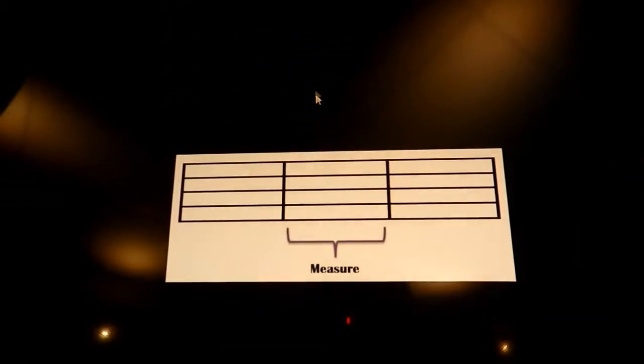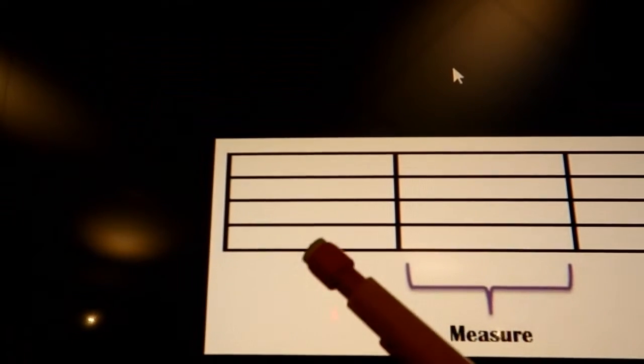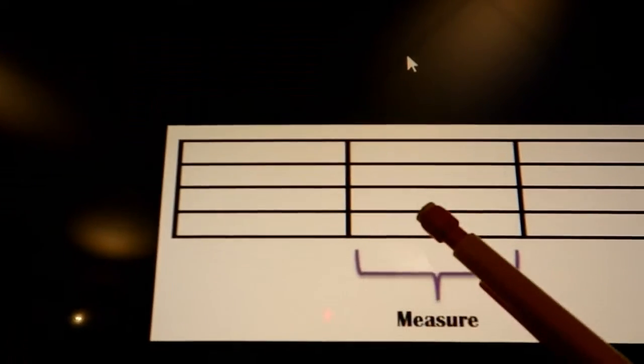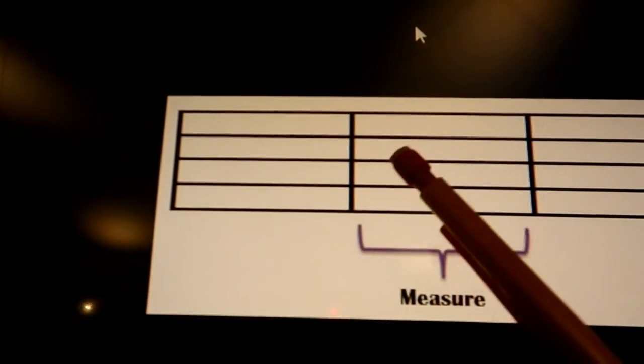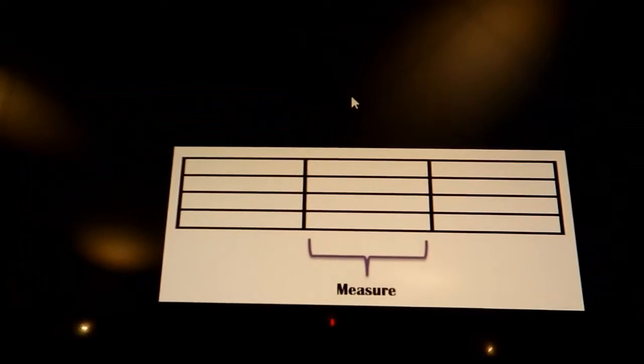Our songs that we sing or play are divided up into measures. These are the sections that our song is divided up in. Right here you have a measure line or bar line. Here's another measure line or bar line. So in other words, this is one measure. This here is another measure. This here is another measure, and so on and so forth.